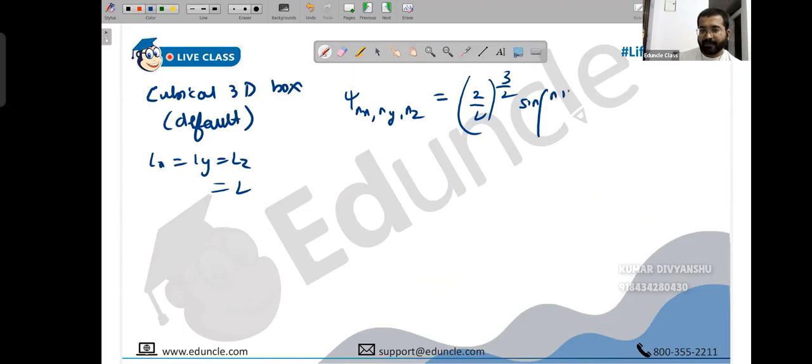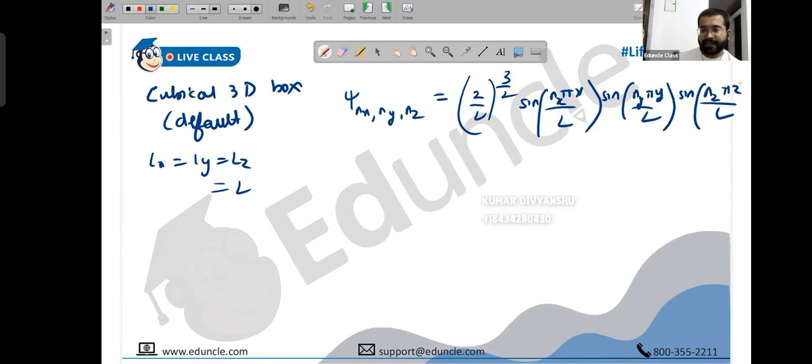Next, sine n pi x by L, but this is nx pi x by L. Then sine n pi y by L, so that's ny pi y by L. And then sine n pi z by L, so that's nz pi z by L. Okay. What about energy? E nx, ny, nz.